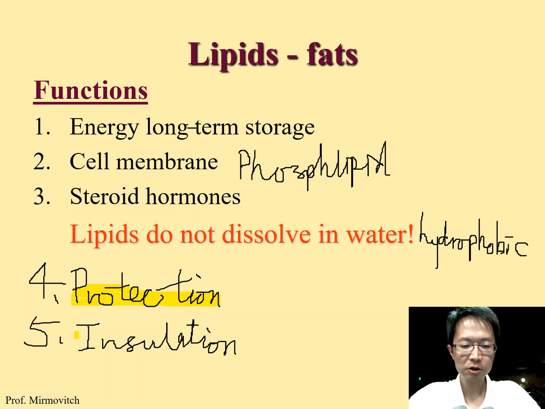Last but not least, insulation. Insulation is relatively straightforward. We all know that if we have more body fat, then it will keep us warm. It's like a layer of clothes that helps us reduce the heat loss to the surrounding environment.